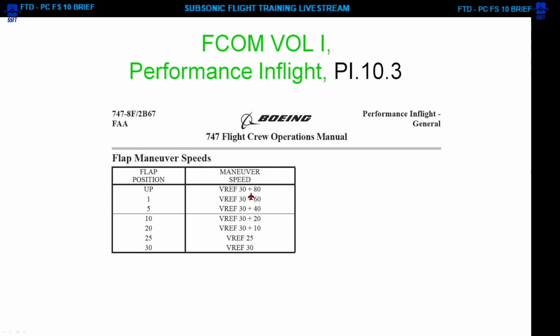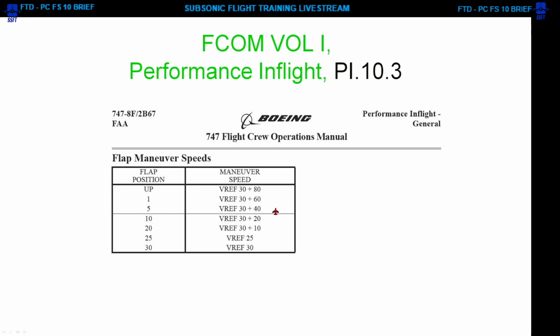The up bug is plus 80, VREF 30 plus 80, and then you go down 20 knots for each one. So VREF plus 80 is the up bug, plus 60 is flaps 1, plus 40 is flaps 5, plus 20 is flaps 10, and then you go down 10 knots. Flap 20 is plus 10, and then you've got your VREF 25 or VREF 30 speed if we land with flap 30 or 25. So it's kind of easy to remember this, but there is generally a chart in the performance section for the flap maneuver speeds.